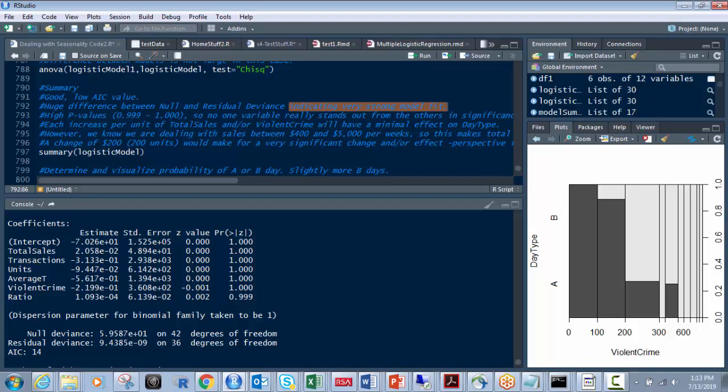We have high p-values between 0.999 and 1. So that doesn't tell you that we're bad here with a model fit. On the other hand, it just tells you that there's not a predictor that really stands out from the others as being the strongest of them all and being super significant in itself. Instead, they're significant together. So that's what this is telling you here, and that's fine. Then, so we've done that with the high p-values.